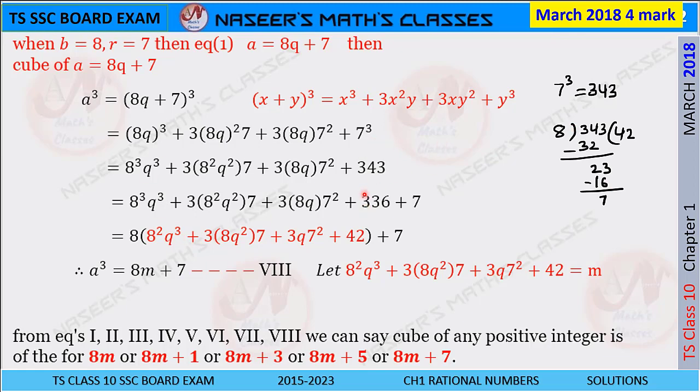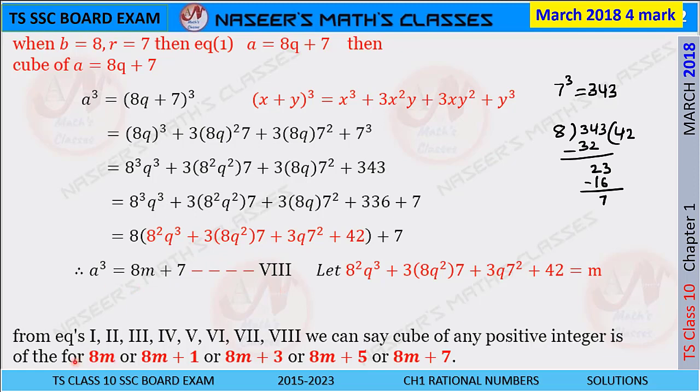Here 7 cube is written as 343, and 343 is written as 336 plus 7. So we can split this one to take 8 common. So from these 4 terms we take out 8 common. Then we can write it as 8 times (8 square q cube plus 3 times 8q square times 7 plus 3q times 7 square plus 42). Let 8 square q cube plus 3 times 8q square times 7 plus 3q times 7 square plus 42 be equal to m. Then a cube is written as 8m plus 7. Let this one be equation number 8.